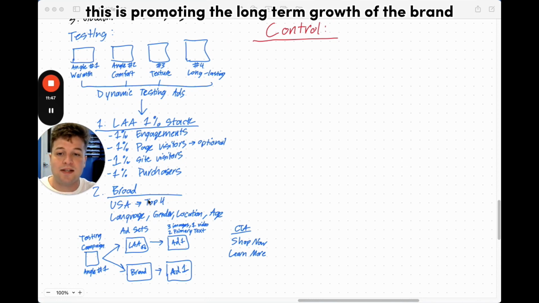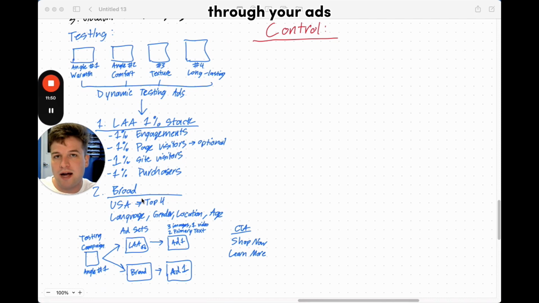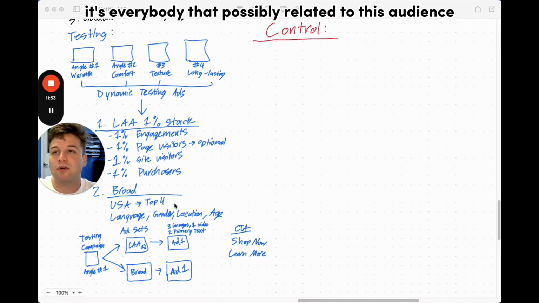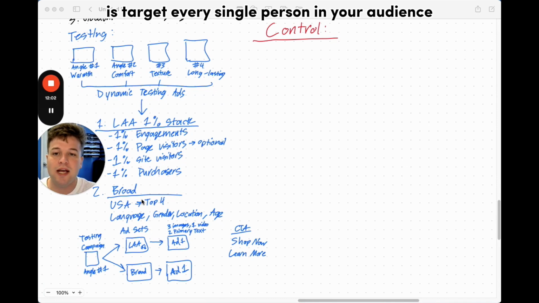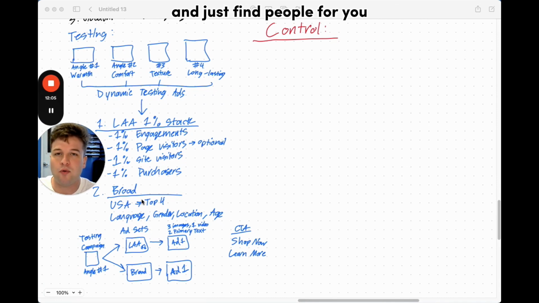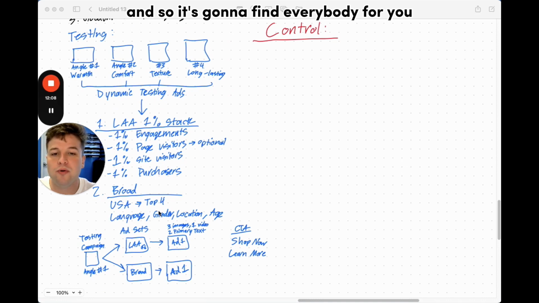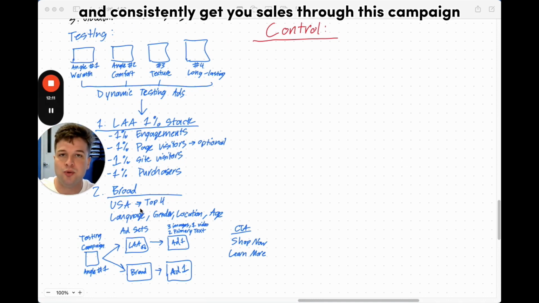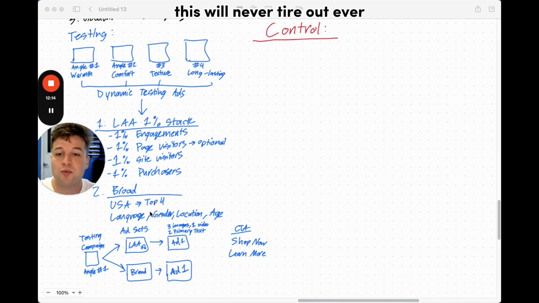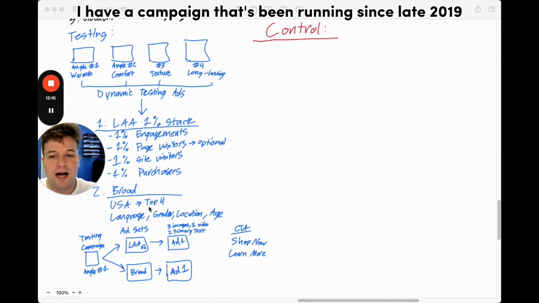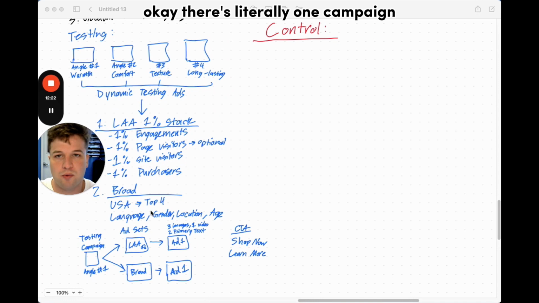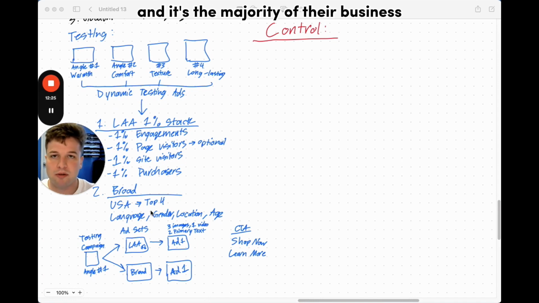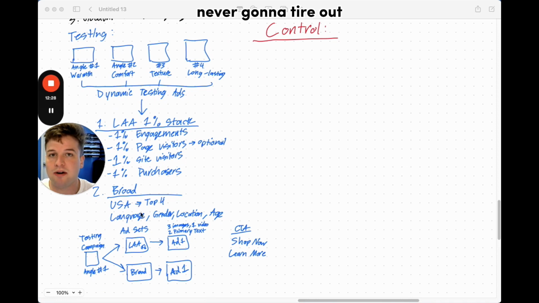And so what this does is promote the long-term growth of the brand through your ads, because this audience will never tire out. It's everybody that's possibly related to this audience and what you have to offer. And what this allows Facebook to do is target every single person in your audience and just find people for you. So it's going to find everybody for you in the long term and consistently get you sales through this campaign. And this will never tire out, ever. These ads will never tire out. I have a campaign that's been running since late 2019 for one of my clients in a broad audience. Okay, there's literally one campaign, 4 different ads, and it's the majority of their business through Facebook. You know, it's never going to tire out because it's a broad audience.